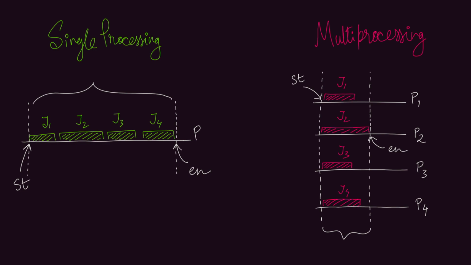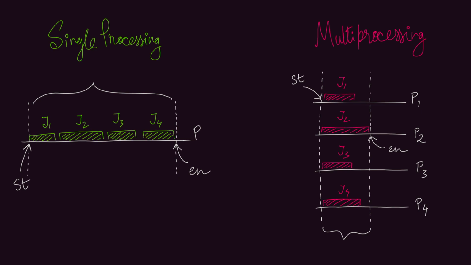So what's the benefit? Well, here we are parallelly processing the 4 jobs. So in case of multiprocessing, the time taken to finish the complete program is the time taken by the largest job. And in our case, job 2 takes the highest time. So that is the time taken by the whole program. So I hope now you understand the concept of multiprocessing.